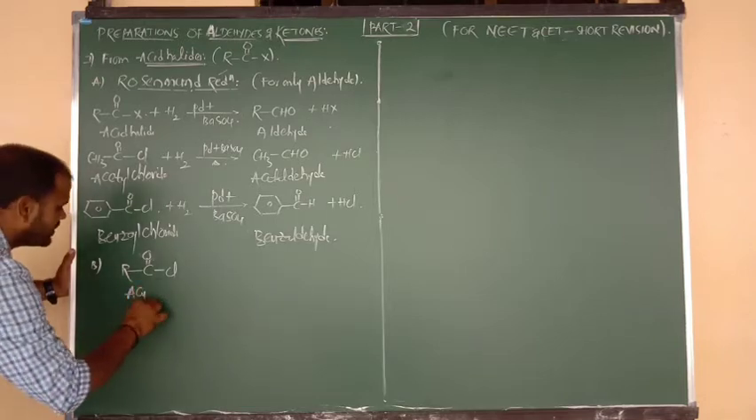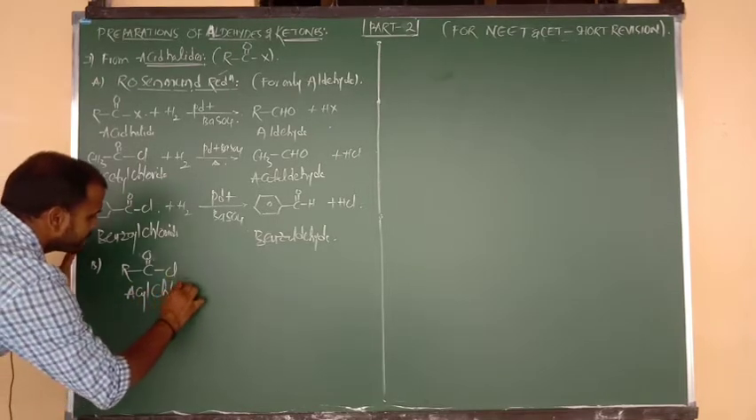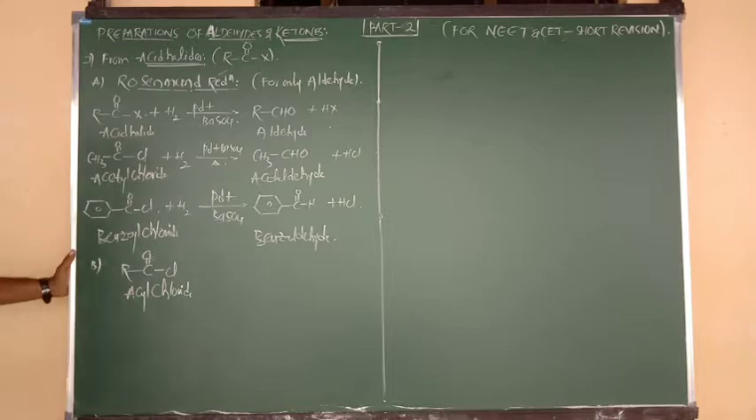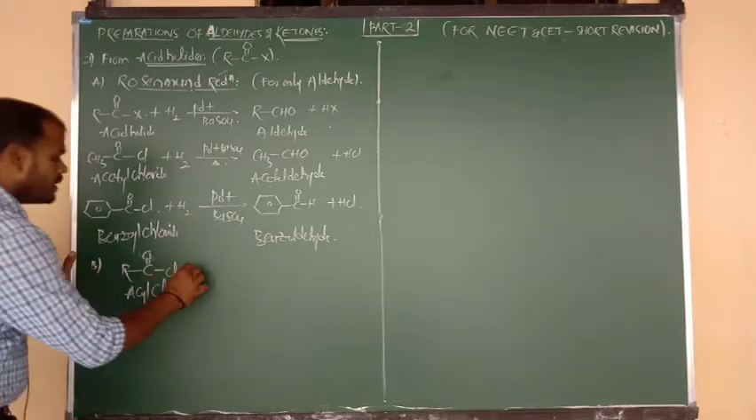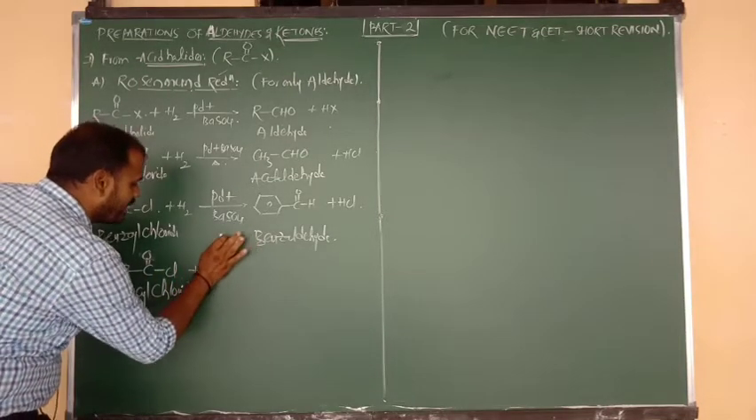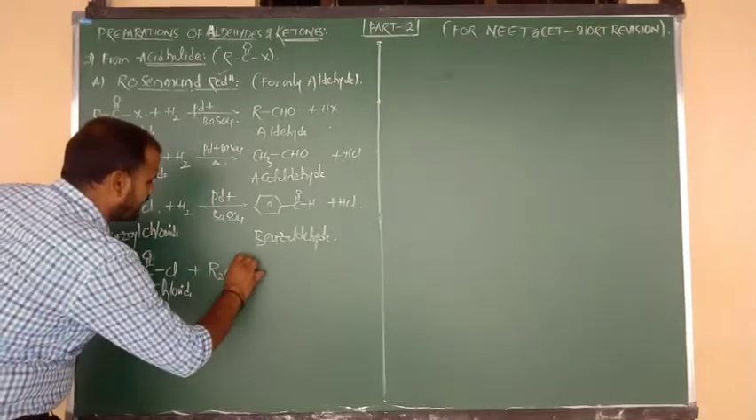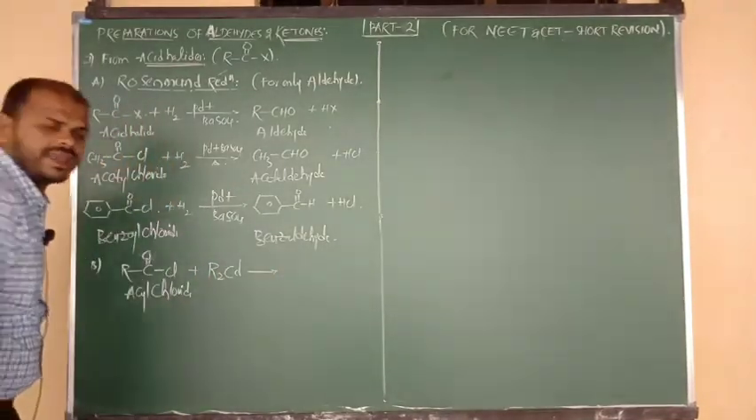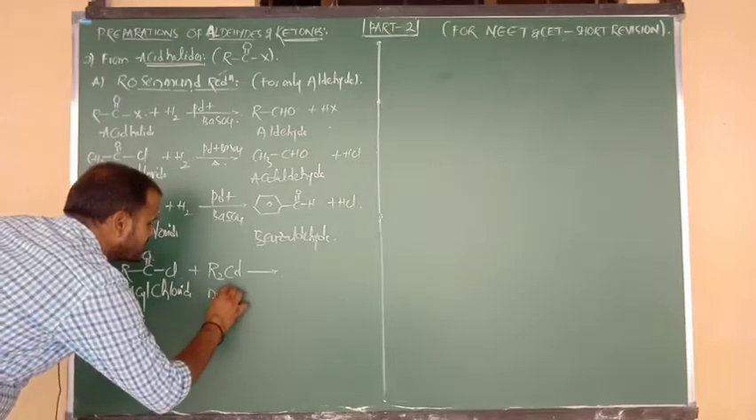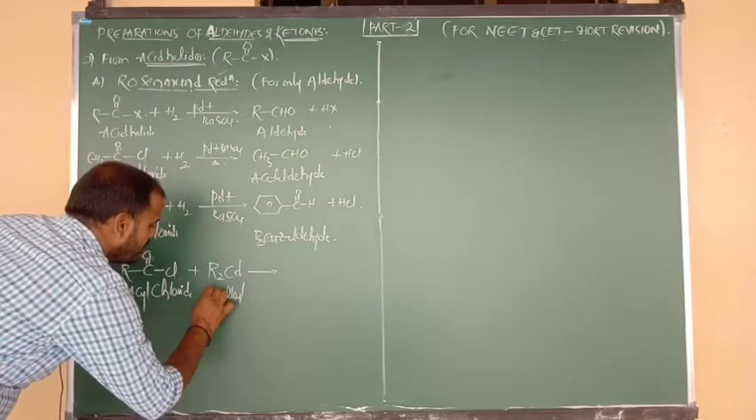So we can say this is nothing but acyl chloride, and also we can say acid chloride, as you wish. It upon reaction with cadmium, dialkyl cadmium R2Cd. What is the name of this reactant? R2Cd means dialkyl cadmium.